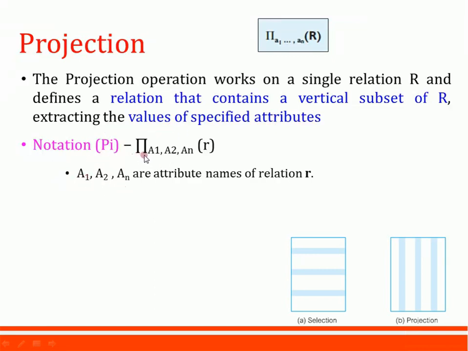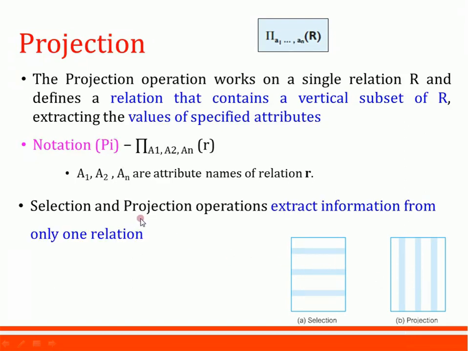Here the notation goes like this. You are going to select the attributes a1, a2, an, whatever attributes you require on the particular relation R. So selection works horizontally. It will select the tuples. Whereas the projection works vertically, it will take only the required columns. Selection and projection operations extract information from only one relation, that is more important.